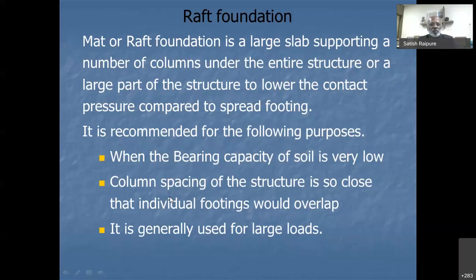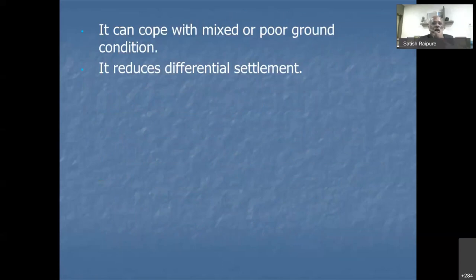When the bearing capacity is very low, it is recommended. When the column spacing of the structure is so close that the individual footings overlap each other, then the RAFT foundation is to be provided. It can cope with mixed or poor ground conditions. Like I said, if it is type C soil, that means black cotton soil or a very less cohesive soil, then such types of foundations are recommended. Even for a ground floor or G plus one structure, if the soil is not proper, then we should insist on this RAFT kind of foundation. It always reduces the differential settlement.